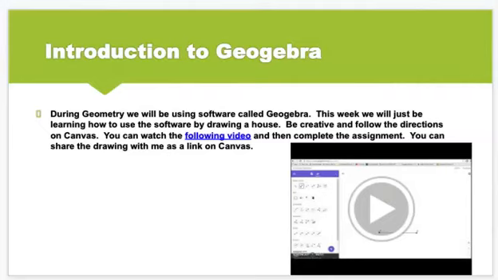Hi, welcome back. During geometry, we will be using software called GeoGebra. This week, you're just going to be learning how to use the software by drawing a house. Be creative, follow the directions, and you could watch the following video and then complete the assignment. This is a great way to learn about attributes using technology.